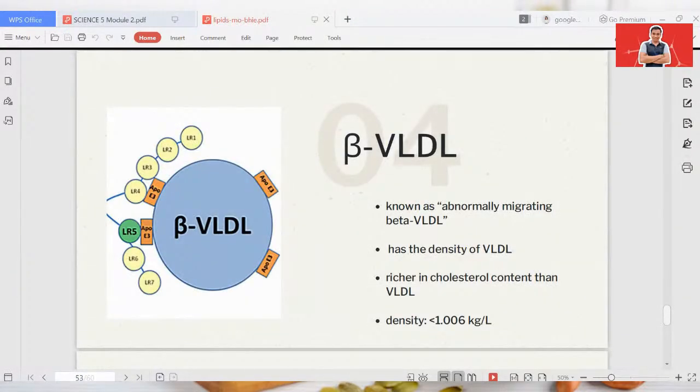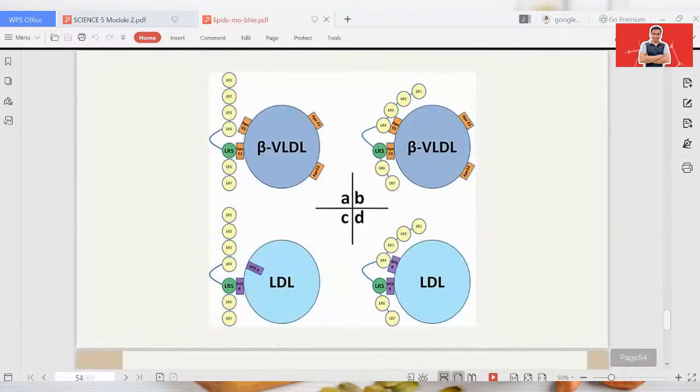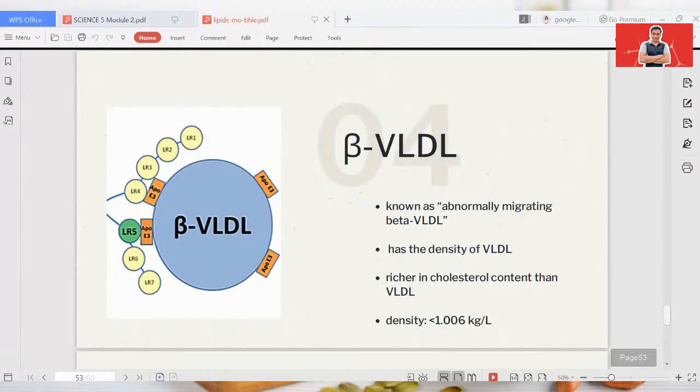Beta VLDL is also known as abnormally migrating beta VLDL. Abnormal siya because normally VLDL migrate in pre-beta region sa electrophoresis. Tapos, it has the same density as the VLDL. So, meaning mag-float pa rin siya because ang density niya is less than 1.006 kilogram per liter. It is richer in cholesterol content than VLDL.